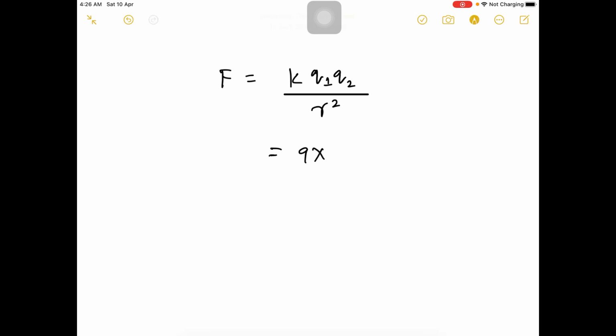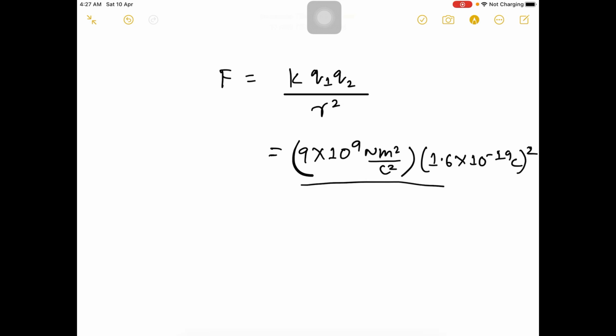The value of Coulomb's constant is 9 × 10^9 Newton meter square per Coulomb square. Now both charges are protons, so their charge is 1.6 × 10^-19 Coulomb, because Q1 and Q2 are both protons, and separation is 5 × 10^-15 meter.